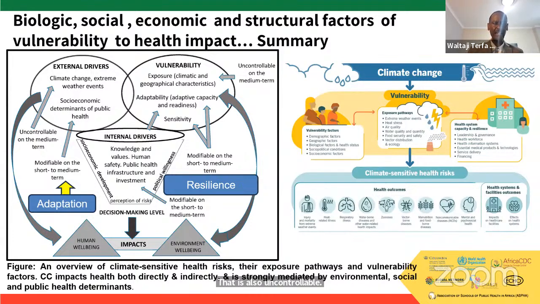Then we have the internal drivers: knowledge and values, human safety, public health infrastructure, and investment. Knowledge transfer is important, because we need to transfer the knowledge to adapt to what can be modified in the short and medium term. We have also the vulnerability aspect. For the external and internal drivers, we need adaptation and a resilience system, which can be modified in the short and medium term. In general, we need an adaptation plan that can facilitate the resilience of the system, including the health system. On the right side is the impact of climate change, where you can see the extreme weather events also.